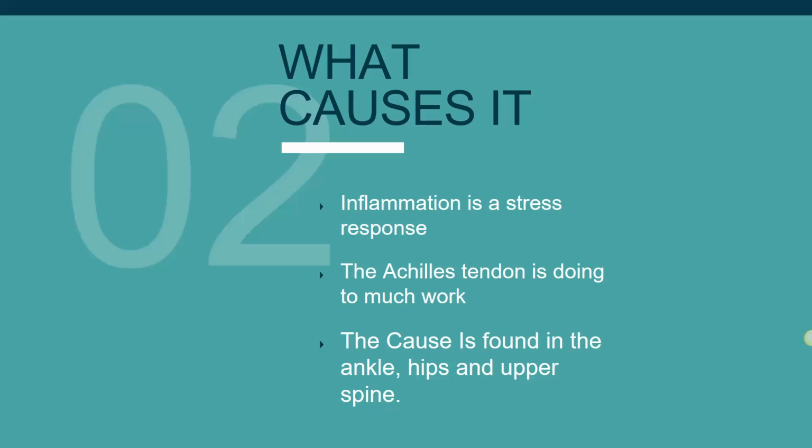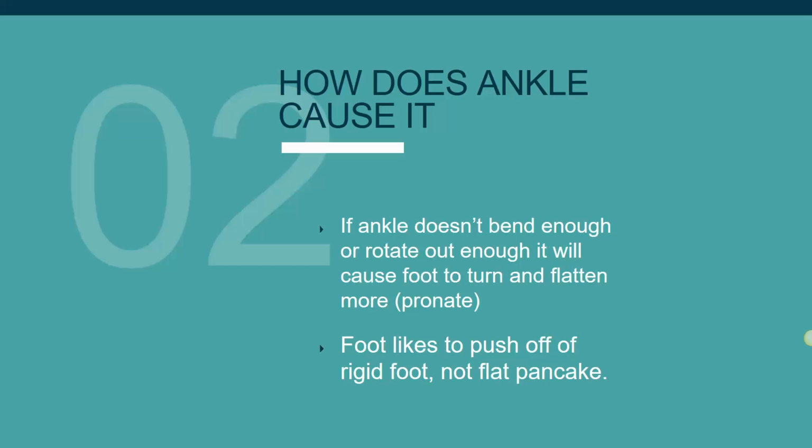So again, what causes it? It's inflammation, so that means there's too much stress on the Achilles. The whole body works together. All the units of the body work together to decelerate the forces that are happening to us. That means the Achilles tendon is doing too much and other parts of the body are not doing enough. The most common causes for Achilles tendinitis are actually found in the ankle, the hips, and again the upper spine. We're going to go into some more detail here.